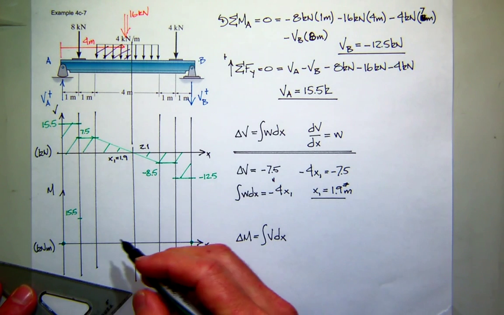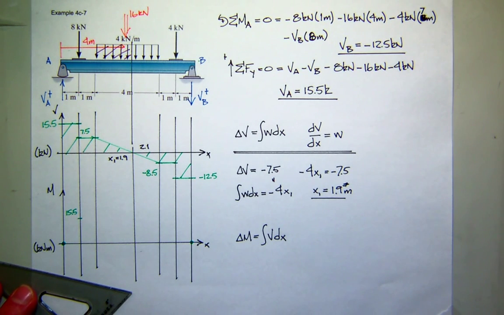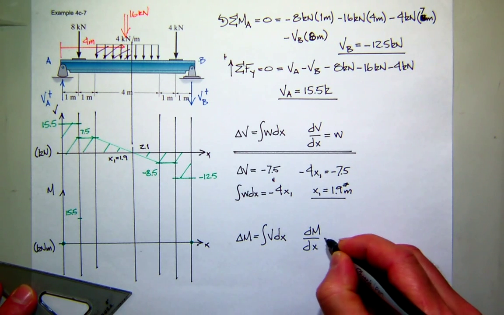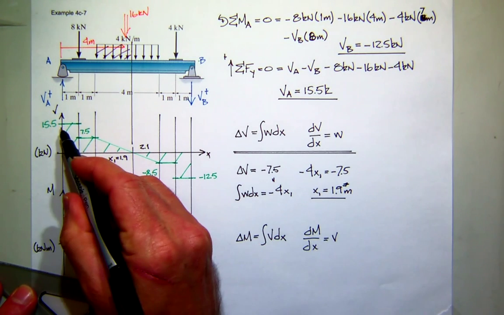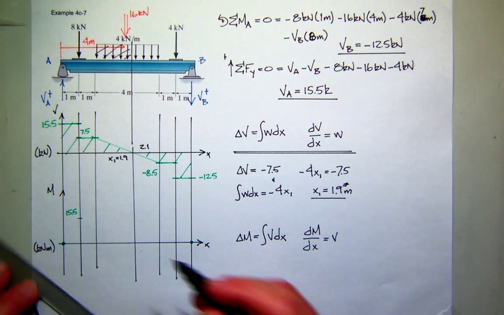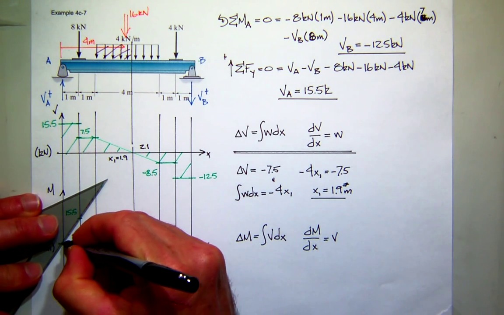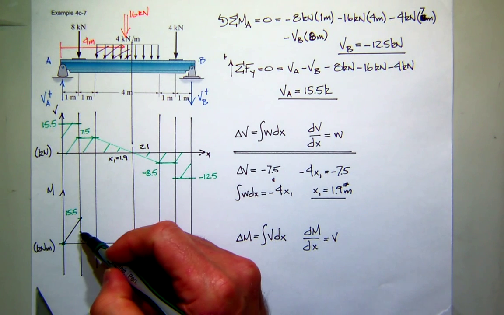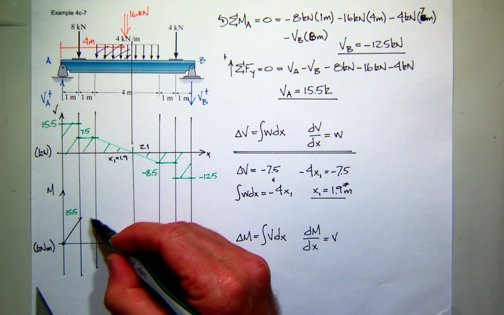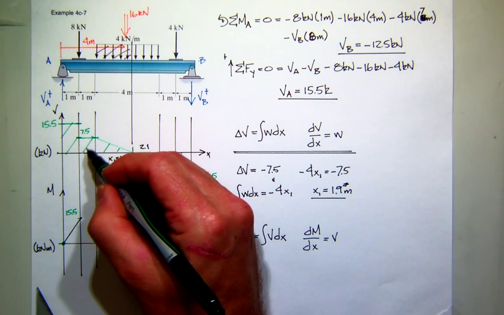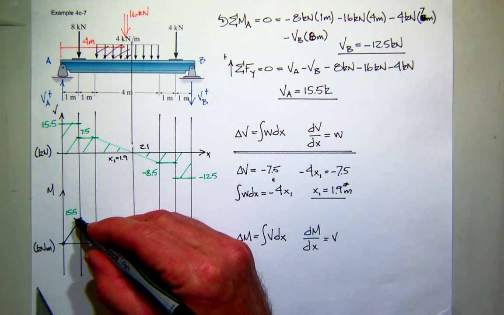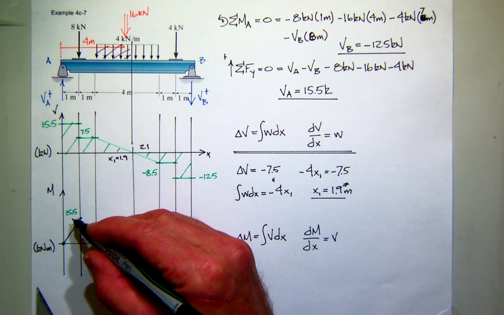The moment. What's the shape of my curve? Well, remember that the slope of the moment diagram is equal to the shear. And the shear is constant and positive. There's a constant positive slope. Everybody see that? Now, what's the change in moment over the next meter? It's the area of this curve, which is 7.5 times 1. So I add that to here, and I get, what is that, 23?